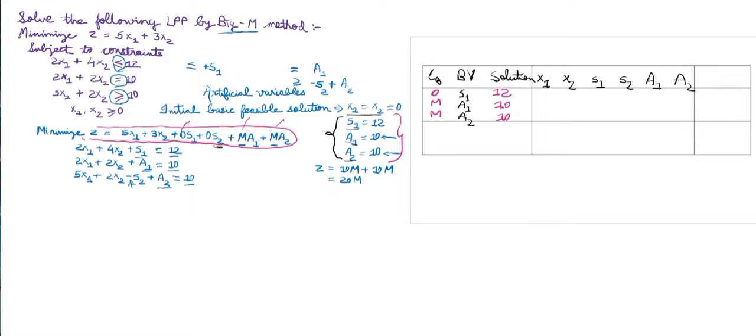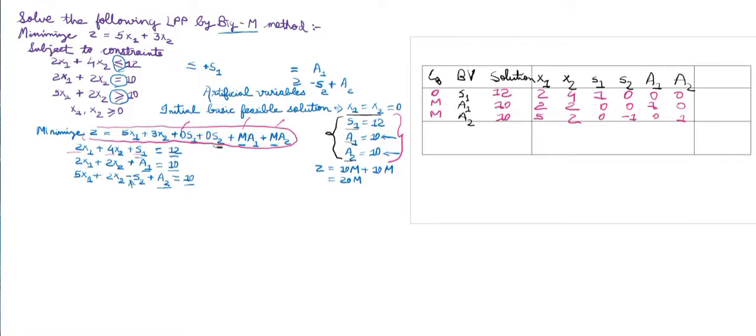Then after, we'll write the coefficients of x1, x2, s1, s2, a1, a2 from all the constraint equations. We have 3 constraint equations. From those, we'll write this. Like the third one is 5x1 + 2x2 - s2 + a2 = 10, which will be 5, 2, 0, -1, 0, 1.